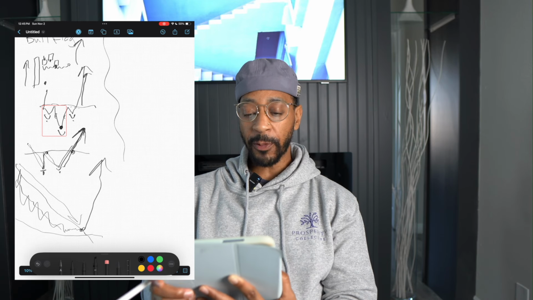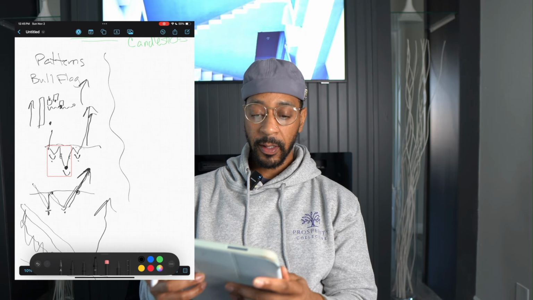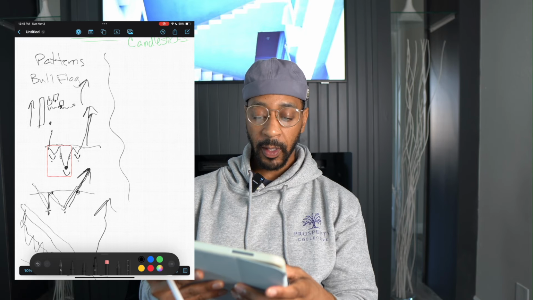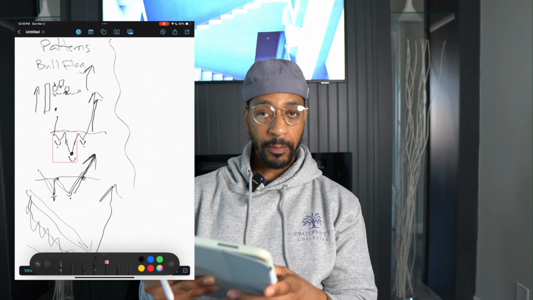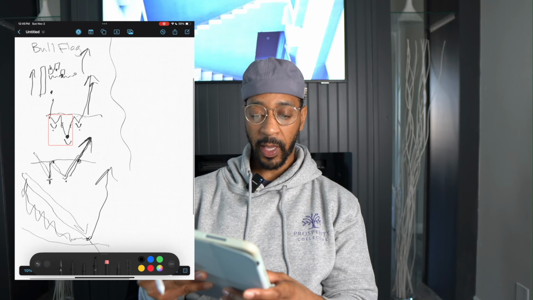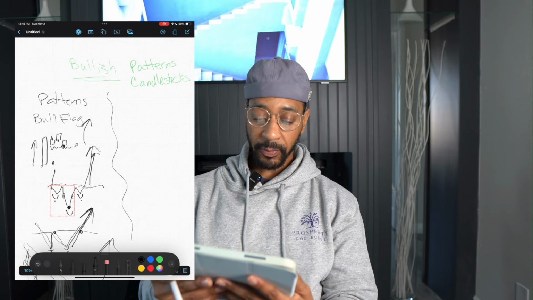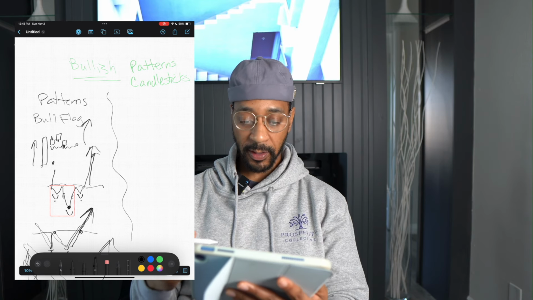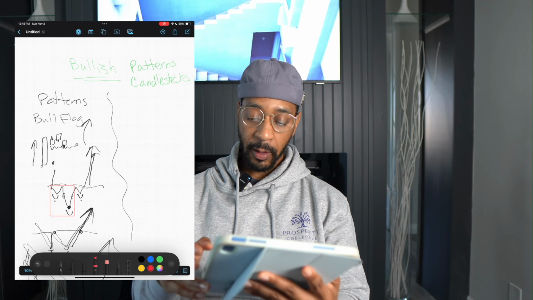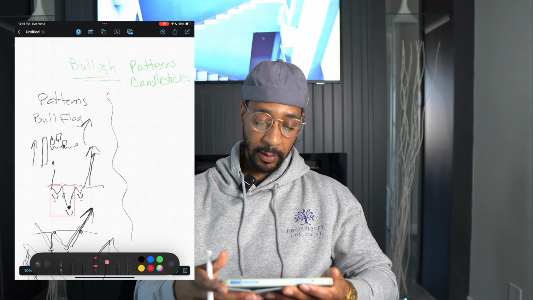Okay, so these are bullish patterns. We have a bull flag, then we have an inverted head and shoulders, then we have a double bottom, and then we have a falling wedge. Okay, so those are all bullish patterns. Now let me show you the contrast. Bearish patterns, and then we'll go to bullish and bearish candlesticks.